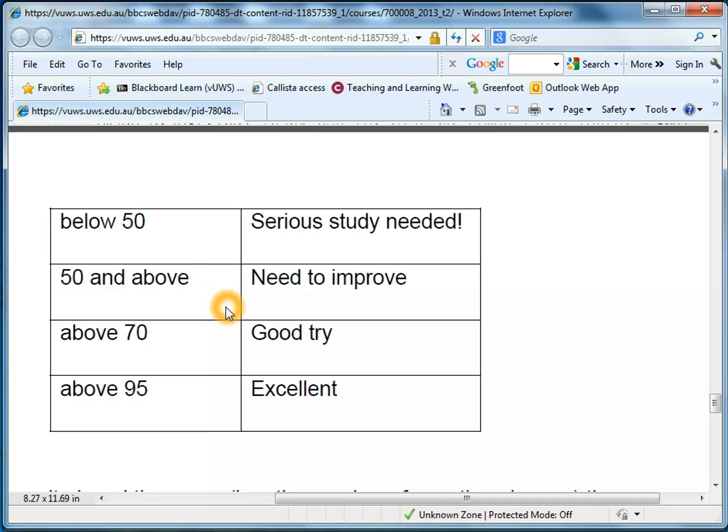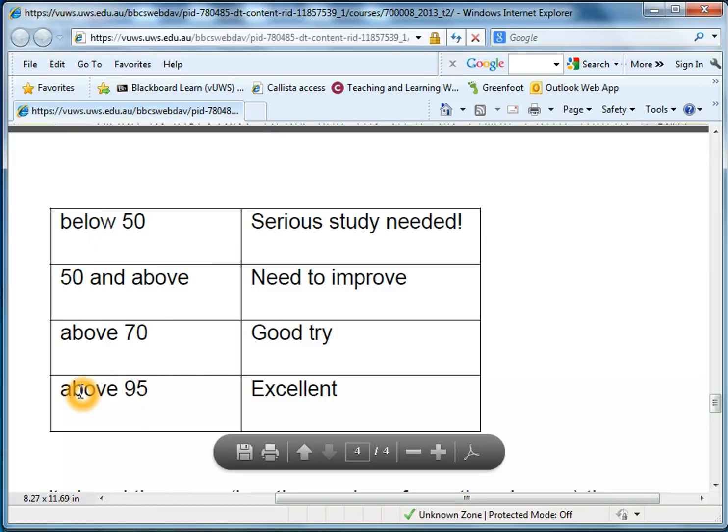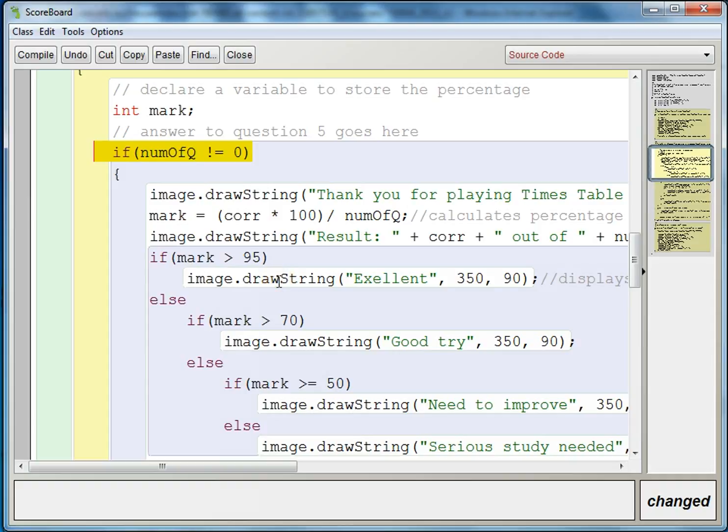In this example, I'm actually going backwards, right? Before, we started from below 50 in the last one, this time I'm starting from the highest. Is it above 95? Okay, it is above 95. Display excellent. Now we don't have to worry about anything else. Is the mark above 95? That's all we are checking. We're not checking a range. We are eliminating. Once we got rid of everything over 95, display the message excellent.